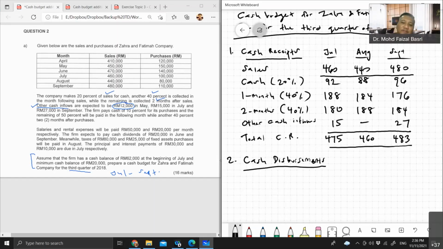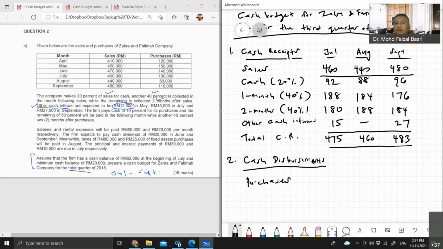Disbursement. So all the spending, you check later. If you're not sure, you check in the notes. So unlike cash receipts, for cash disbursements we basically record all the expenses, all the payments, all the outflows, right? And again, if for cash receipts we start with sales, for cash disbursement we're going to start with purchases.